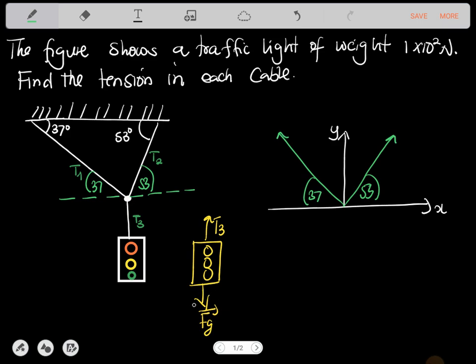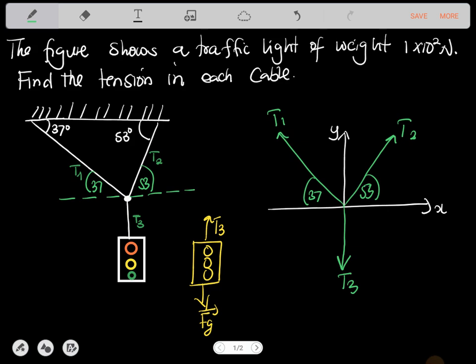Then we have this weight here. Take note, we have this tension here. T3 is acting downwards. You can see it. It's acting downwards. So this is our T2, our T1. Why are these angles the same? Look, this is a Z property of angles. They are the same because they are opposite angles. So we have the T1, the T2, the T3 which is acting downwards, and we also have the weight of the same traffic light.